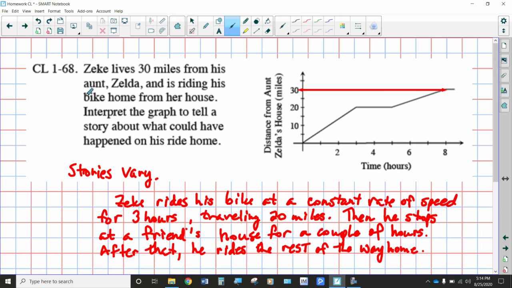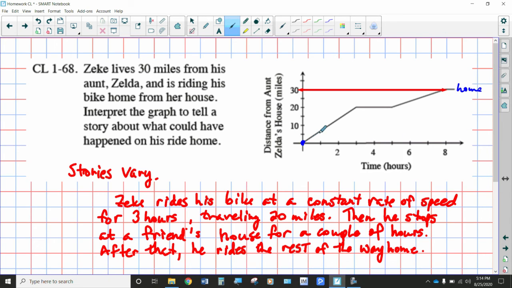All right, you are going to be interpreting graphs on your chapter test. So this says Zeke lives 30 miles from his Aunt Zelda and is riding his bike home from her house. Interpret the graph to tell a story about what could have happened on his ride home. Okay, so this must be Zelda's house right there, because he's going back home and he lives 30 miles away from Zelda. So this must be his home, okay?